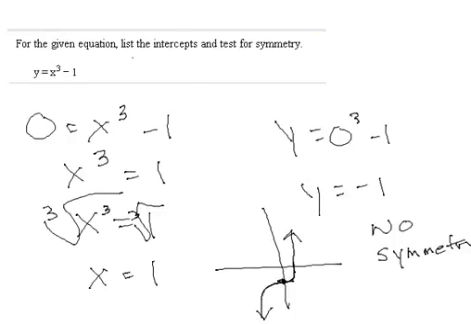So we have intercepts at (0, -1), that's your y-intercept, and then we'll put a comma, and then we have (1, 0).